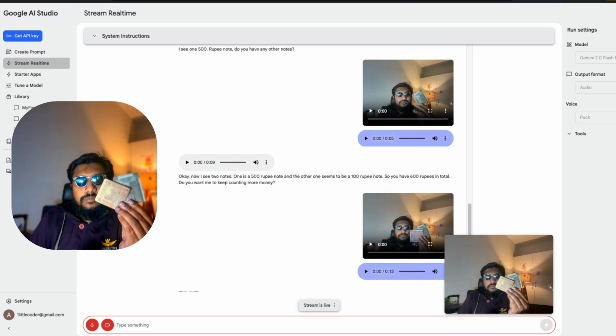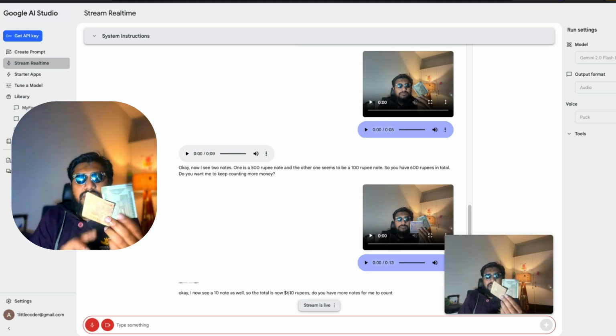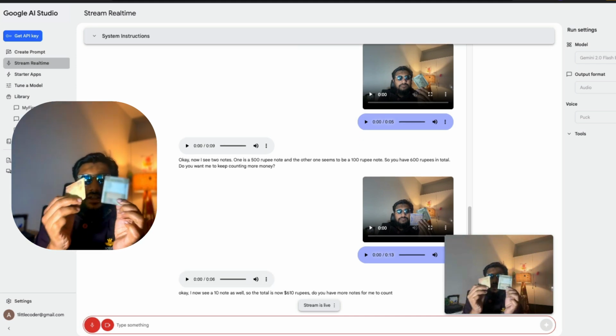Okay, I now see a 10 rupee note as well. So the total is now 610 rupees. Do you have more notes? Just see how much I have actually.